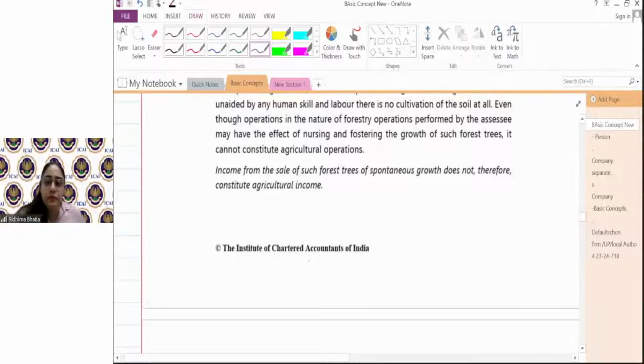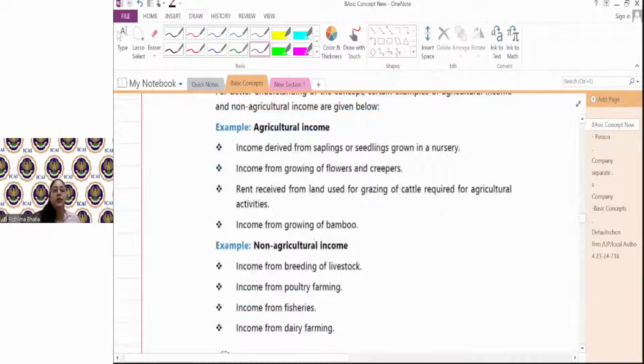Next, we can give this a direct list, a read. What will come under agricultural income? Income from saplings or seedlings grown in nursery, because it is considered that at least the first seedling would have come from Mother Earth. Income from growing of flowers and creepers, because it's not necessary that agricultural income is only of crops. It can be of other items also. Rent received from land used for grazing of cattle required for agricultural activities, definitely an agricultural income. Income from growing bamboo, definitely an agricultural income.